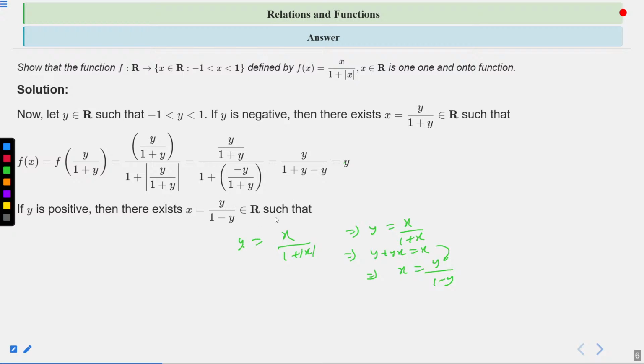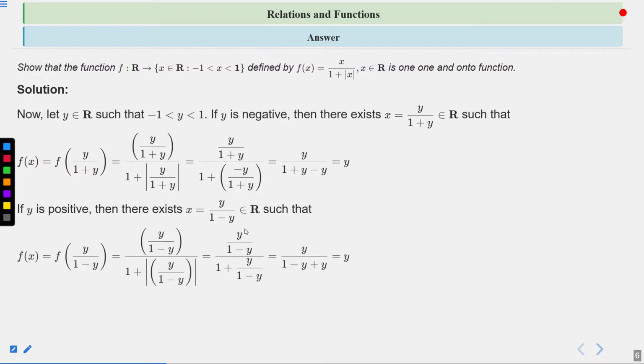So if y is positive, then there exists x equal to y upon 1 minus y, belonging to real, such that f(x) is equal to f of y upon 1 minus y, which is equal to y upon 1 minus y over 1 plus mod y upon 1 minus y, right? And it is equal to y upon 1 minus y over 1 plus y upon 1 minus y, which after solving you will get y upon 1 minus y plus y. It will cancel out. So we will get f(x) is equal to y, right? Got it?